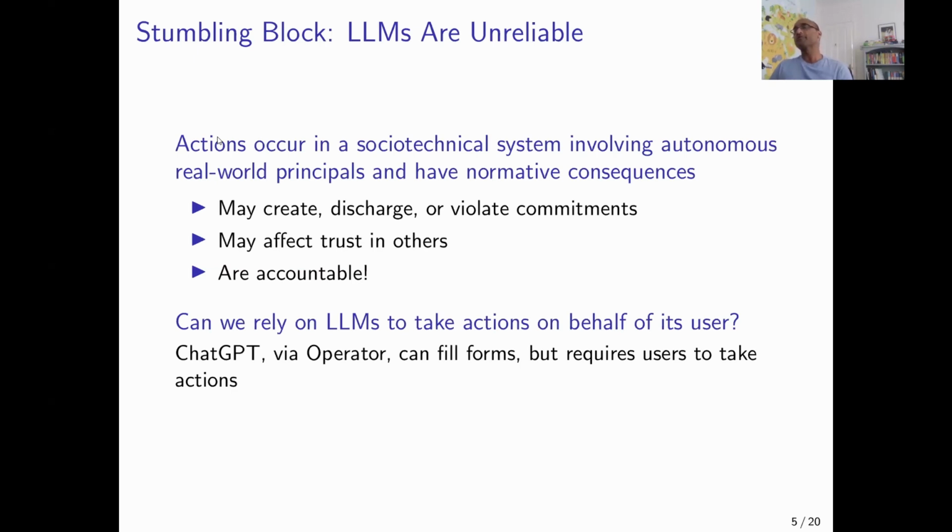So can we rely on LLMs to take actions on behalf of its user? If the goal is that LLMs generate the multi-agent system, or whatever system is needed, to address the user's prompt, then can we rely on the LLMs to take those actions and do a good job? You might have heard that ChatGPT via Operator, which is another OpenAI tool, can now fill forms, but it actually requires the users to take the action. So even they hesitate in automating everything, because things can go wrong.